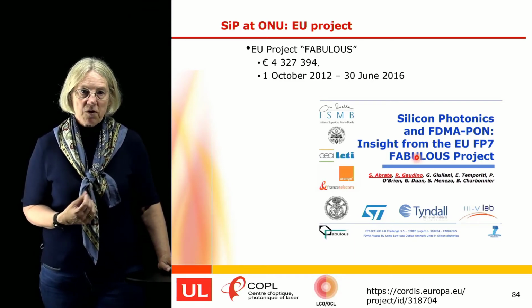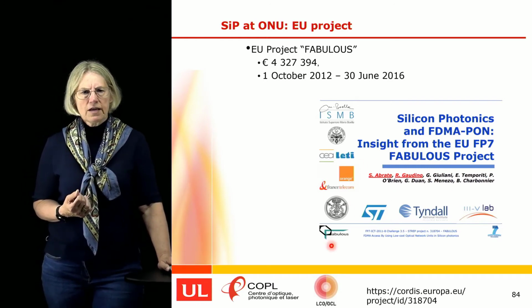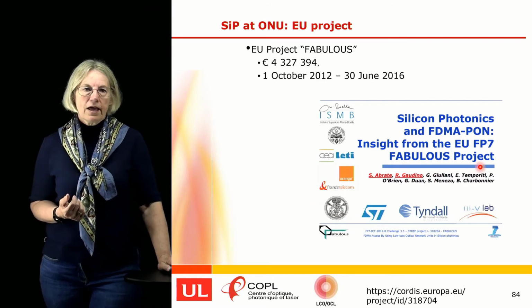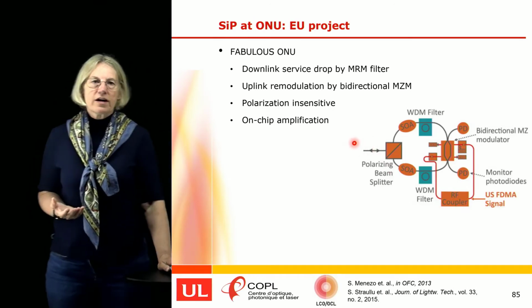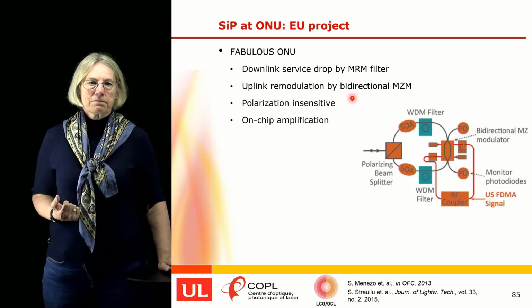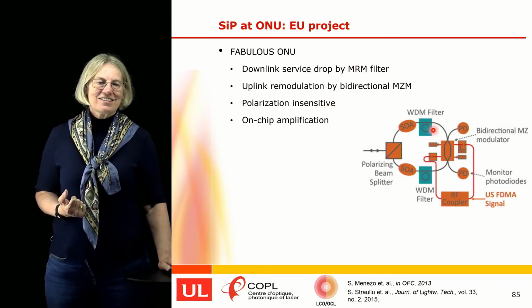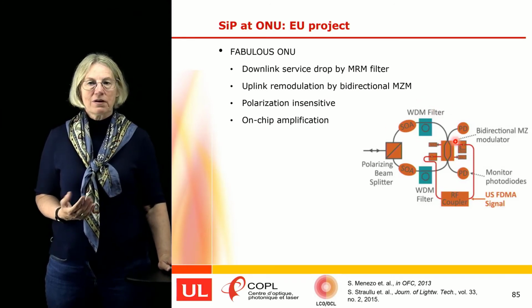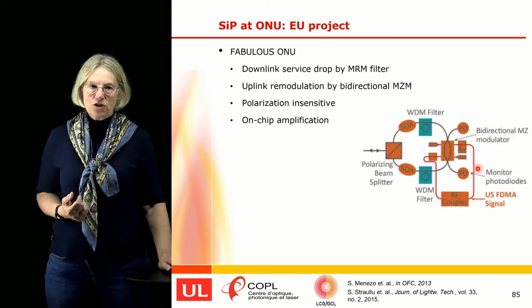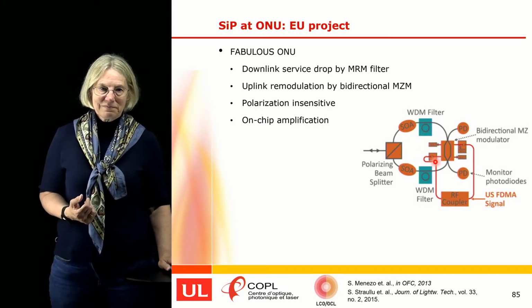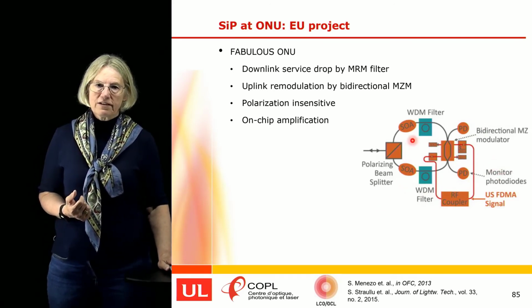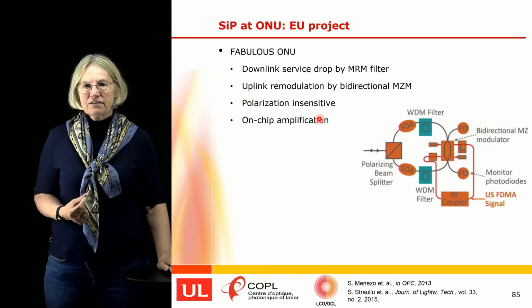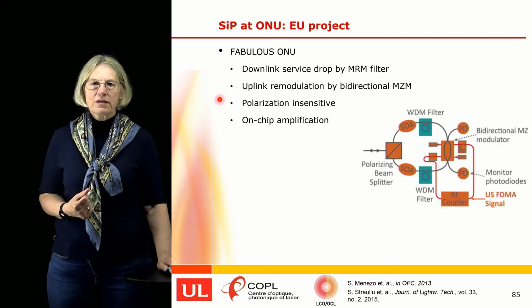This was the fabulous project run by Roberto Guandino at Politecnico di Milano, and of course several other co-PIs. In their project, they looked at a microring resonator filter, and they used this to drop one of the WDM signals, and then they had a Mach-Zehnder modulator which would modulate for the uplink. They also had some monitor photodiodes on chip to help with these filtering functions. They had a very nice polarization insensitive design, and they did use on-chip amplification for their demonstration.